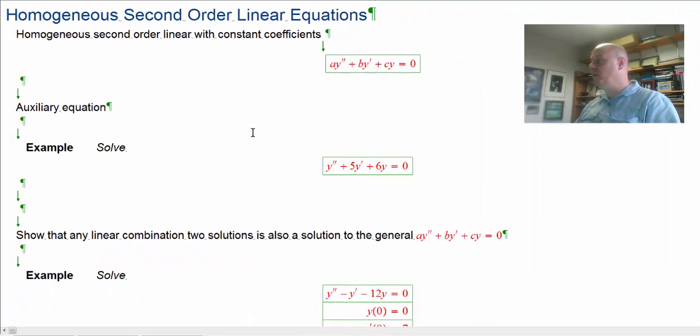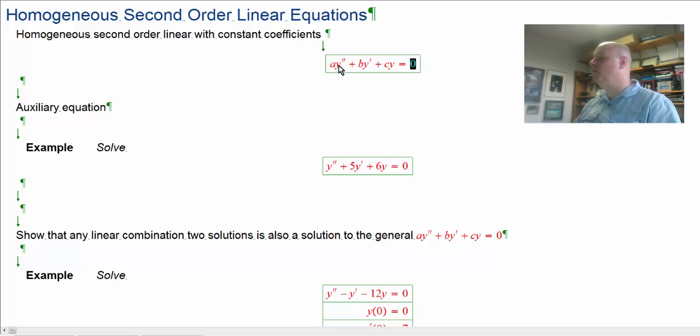Homogeneous second-order linear differential equations. Any equation that's second order and linear with constant coefficients can be put into the form a number a times y prime prime plus a number b times y prime plus a number, that's c, times y equals 0. So the homogeneous is the equals 0 part.